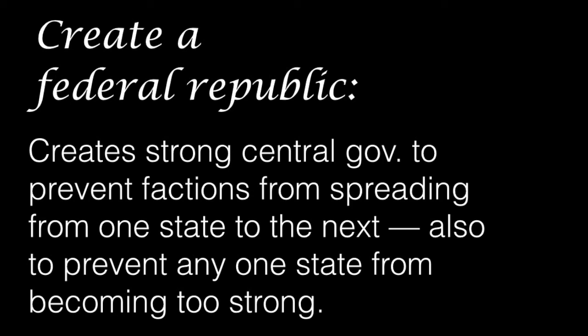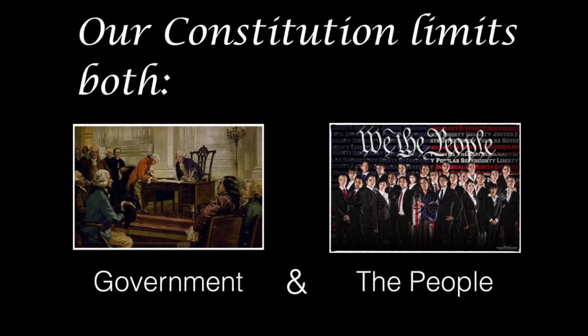Now, what the Constitution also does is it creates limits on both the government's power and on the people's power. So, going back to the idea of factions, you could think of the people being one large faction and the government being one large faction. So there's a bunch of different ways that the Constitution limits the power of the government, and there's a bunch of different ways that the Constitution also limits the power of the people.